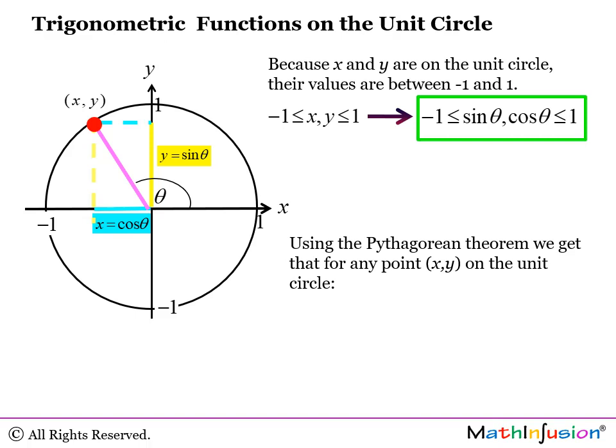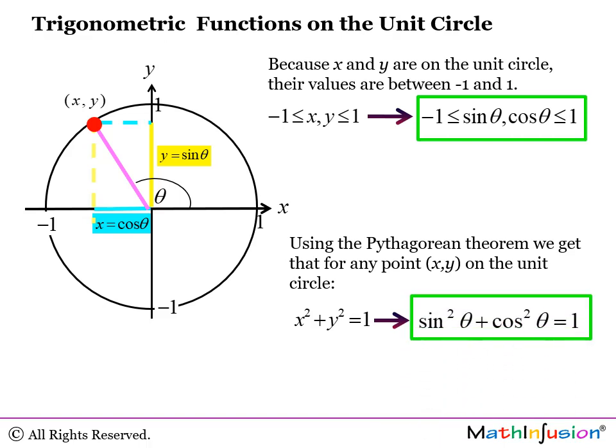But also using the Pythagorean theorem, we get that for any point xy on the unit circle, x to the power of 2 plus y to the power of 2 equals 1. Or in our case, we can apply that and get that sine to the power of 2 theta plus cosine to the power of 2 theta equals 1.